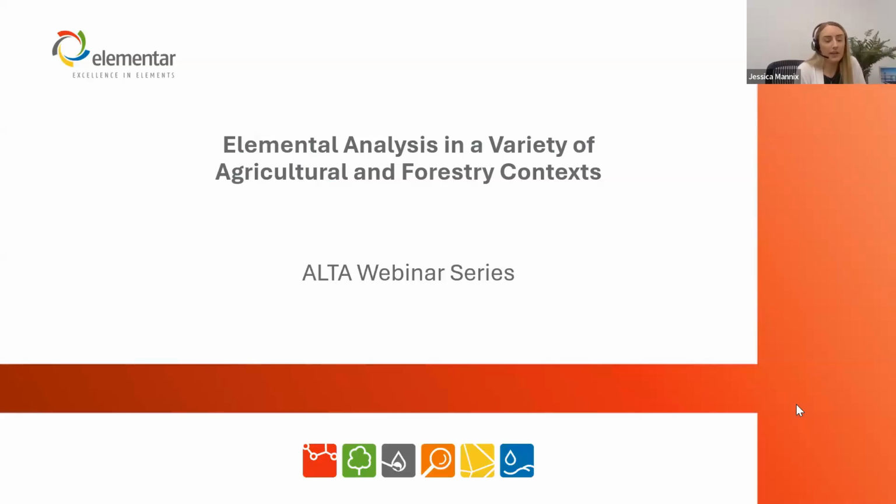Okay. So hopefully that gives a little bit of an insight into elemental analysis, what it is, what it looks like, before we touch on some forestry context here for the last 15 to 20 minutes.